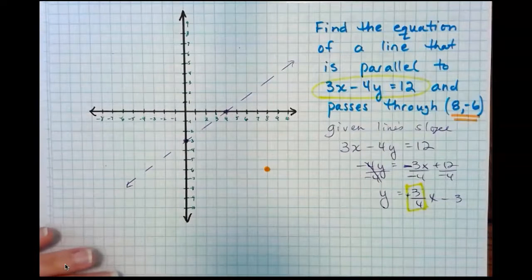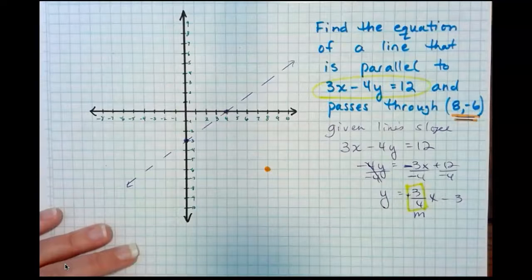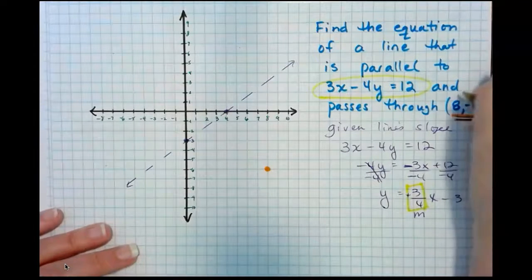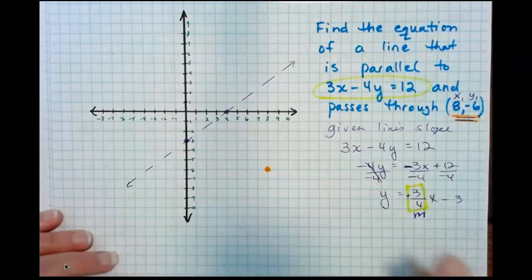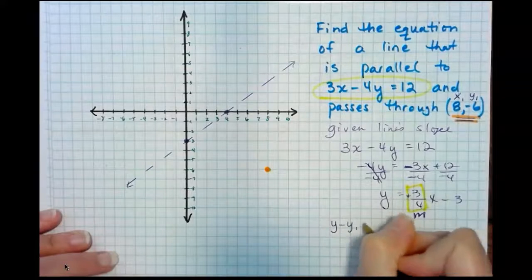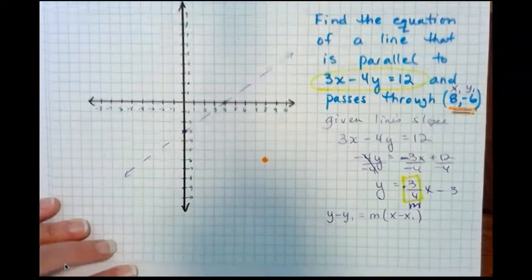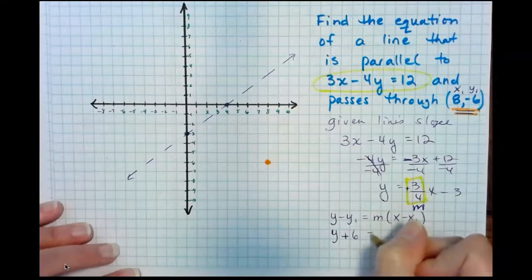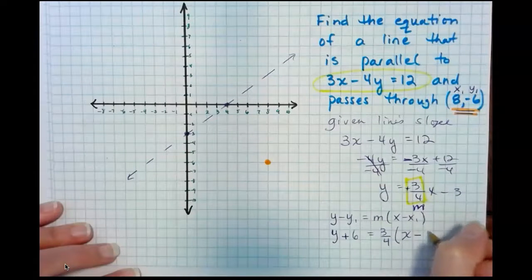So let's use the point slope form of the line, and let's plug in our slope and our given point to find the equation of our new line that's going through the orange point. So remember, this will be x1, this will be y1, and this will be m. So our point slope form: y minus y1 equals m times x minus x1. Let's plug in. Here we go. y minus negative 6 equals 3/4 times x minus 8.